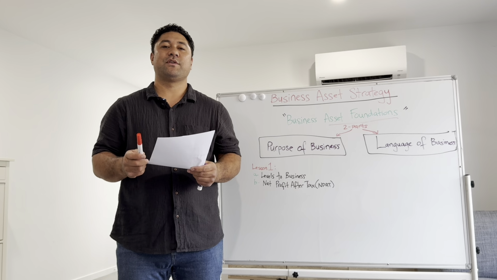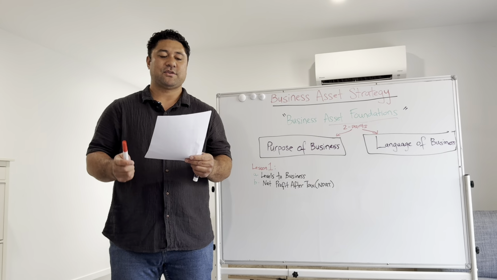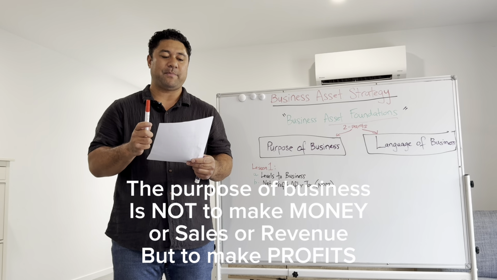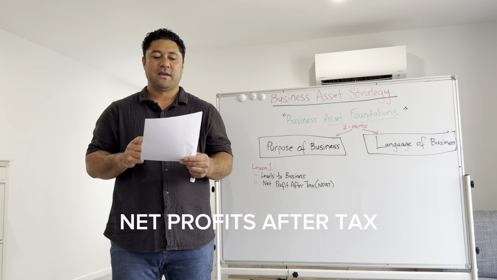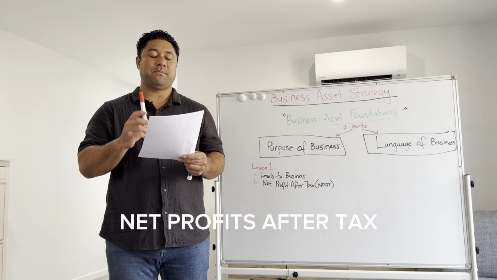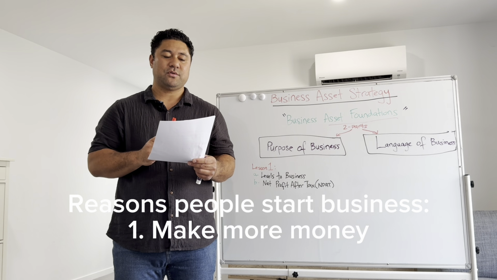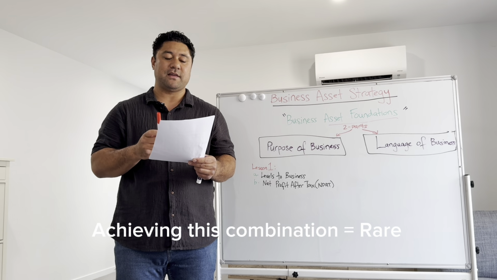Okay, so we're going to go through the second part of lesson 1, which is net profit after tax. Okay, so net profit after tax, or NPAT. The purpose of business is to make a profit. More specifically, net profit after tax, NPAT. The most common reason people start a business is to, number 1, make more money, and number 2, have more time. Achieving this combination is more rare than you think.